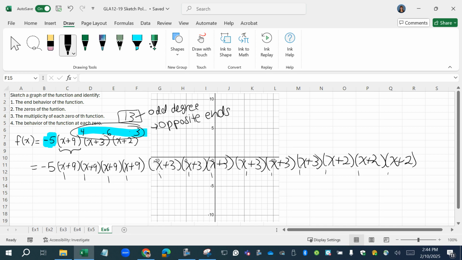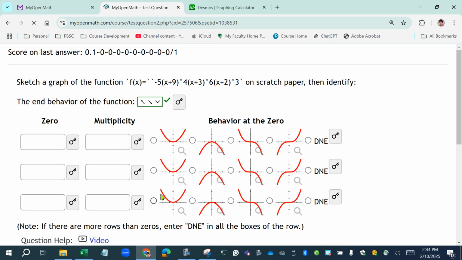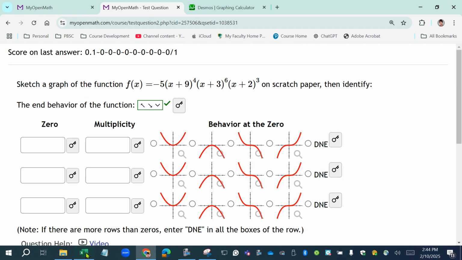And since I have a negative lead coefficient, if this were just a regular line, I would expect it to be going down, like a line that has a negative slope. But since this is a degree 13, there's going to be a lot of other crazy stuff going on in between the ends, but still the ends are going to be similar to a line with a negative slope. So I know that the left side will be up and the right side will be down. So that is the first part of this problem, to choose the end behavior. So I'm going to choose left side up and right side down, right? And we can go ahead and check that. There we go. Okay, so far so good.